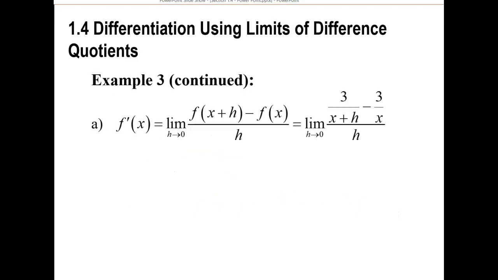All right, so f prime of x is the limit as h approaches 0, f of x plus h minus f of x over h. So our function was 3 over x. So 3 over x plus h minus 3 over x, all divided by h.